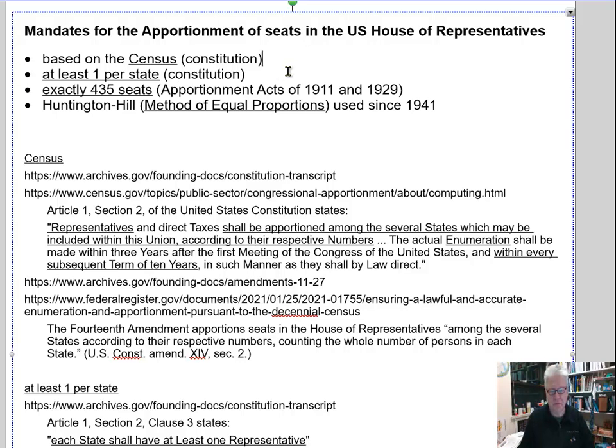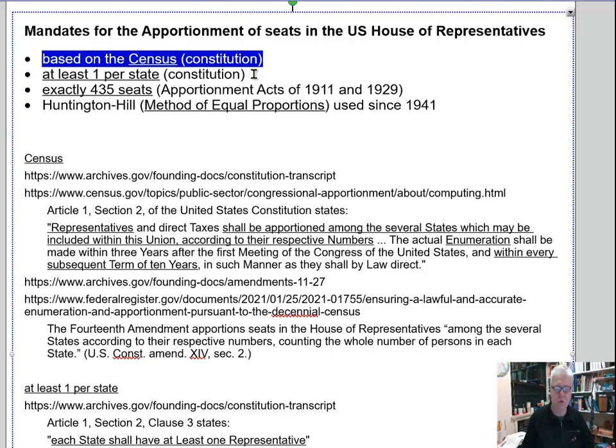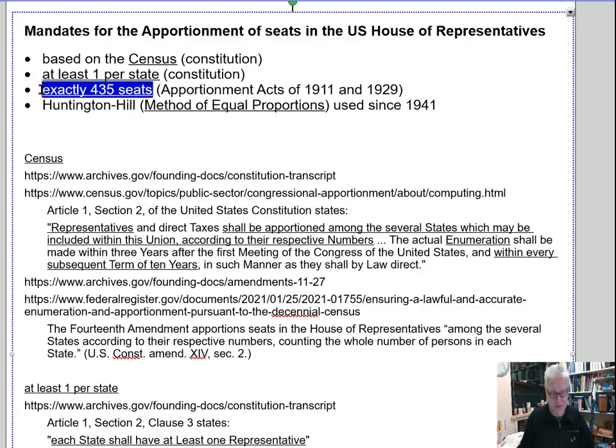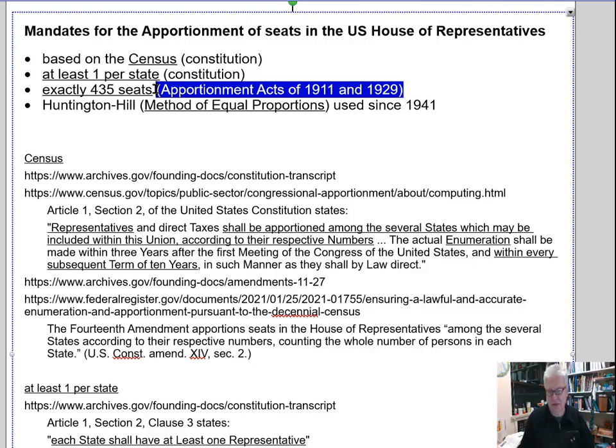These are the mandates for the apportionment of seats in the U.S. House of Representatives. The apportionment is based on the census per the Constitution, and the census occurs every 10 years. There has to be at least one representative per each state, also per the Constitution. There are exactly 435 seats in the House of Representatives according to the Apportionment Acts of 1911 and 1929.